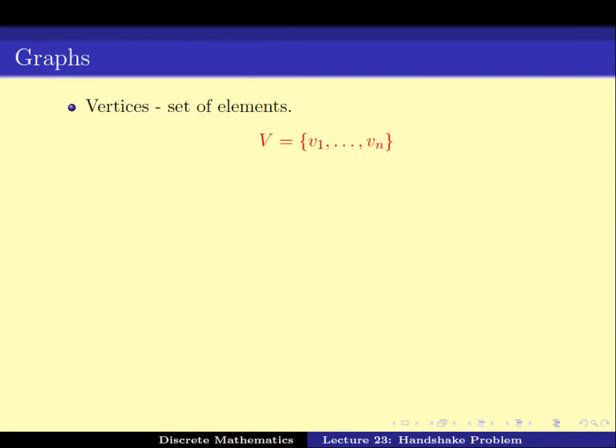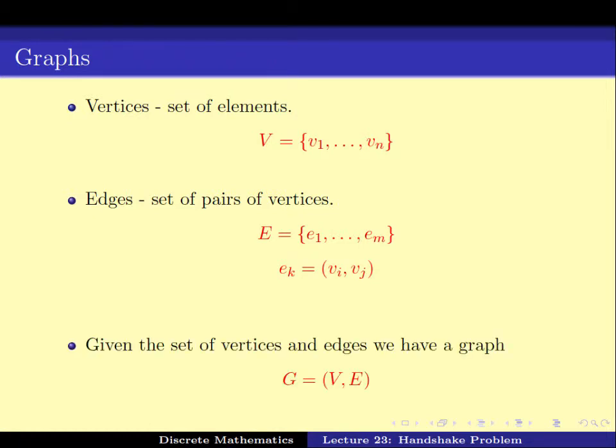So a graph consists of vertices, a certain set of elements v1 to vn, and a set of edges which are basically pairs of vertices. So the edges are e1 to em, where each ek is a pair of the form vi vj. So some particular pairs of the vertices contribute to the edges. So the graph is given as two sets, the vertex set and the edge set. We usually denote it as G equals (V, E).